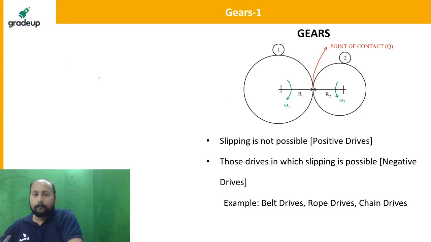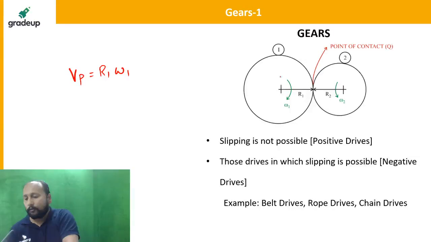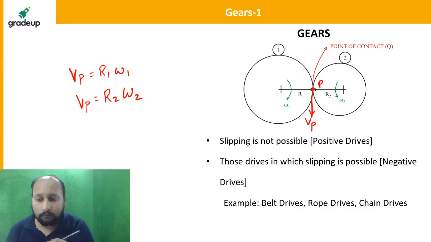Now, if I talk about VP is equal to R1 into omega 1, this is the velocity of point P. What is point P? This is point P. So VP is equal to R1 into omega 1. And also we can define the velocity of point P. This is VP. Now we can also write VP is equal to R2 into omega 2. Clear? We can directly write.